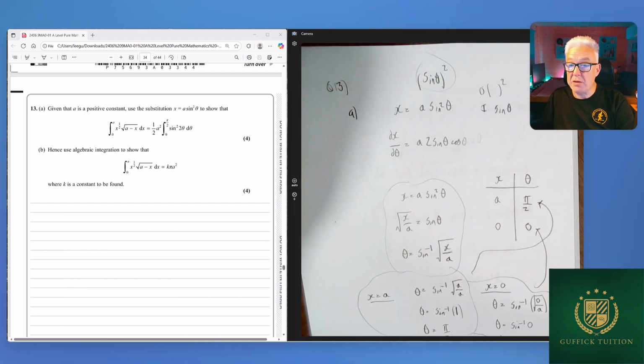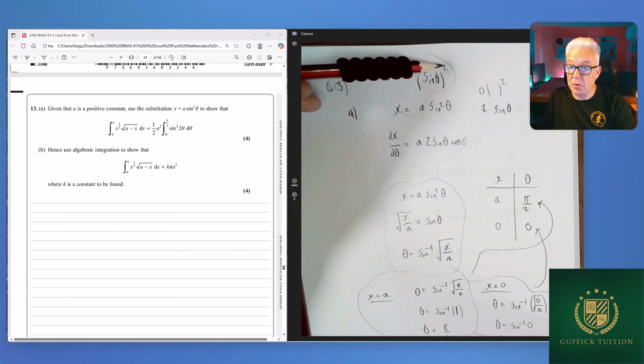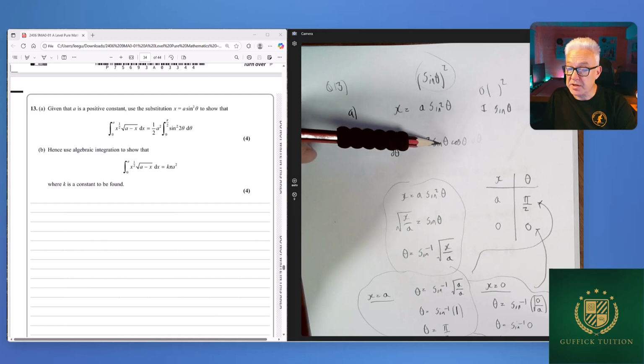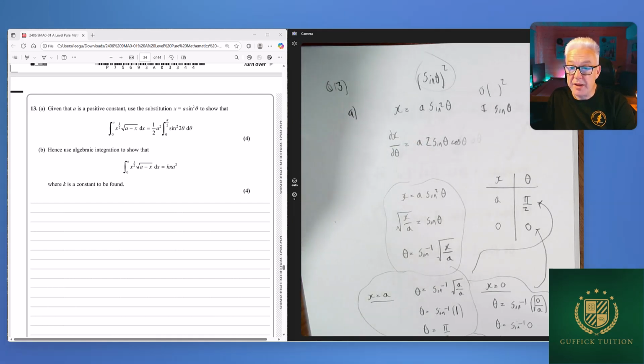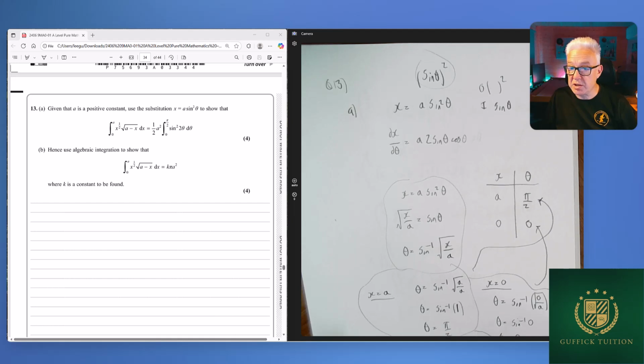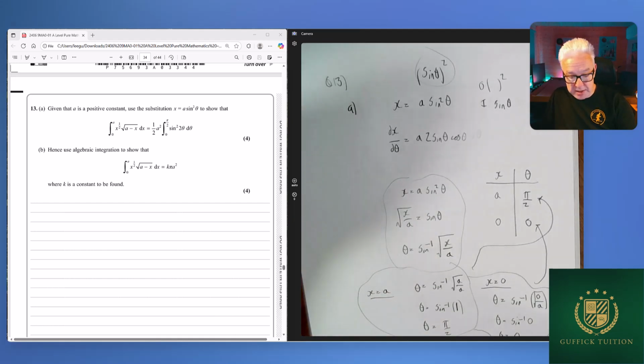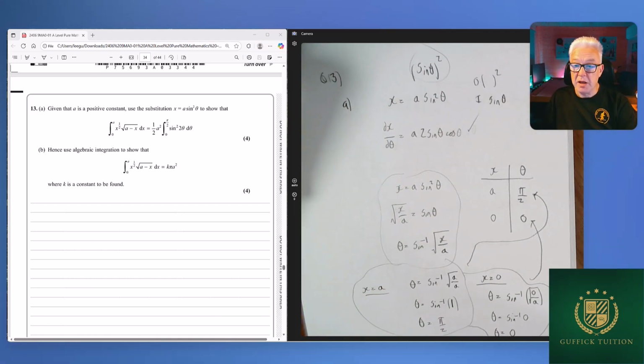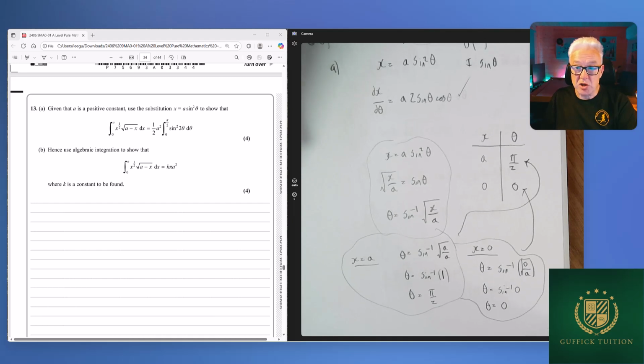So using the chain rule, we differentiate the outer one, so it goes to 2 times sine theta to the 1, and then we multiply by the derivative of the inner function, and sine differentiates into cos. So that's quite nice, and that's the first thing we need to do. The next thing is let's get changing the limits out of the way.